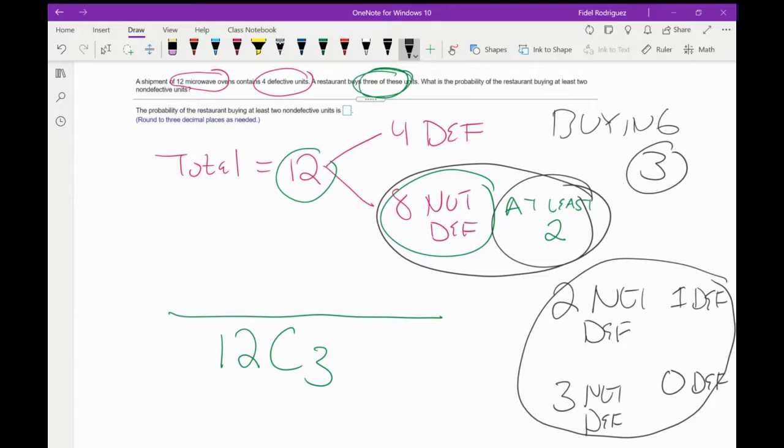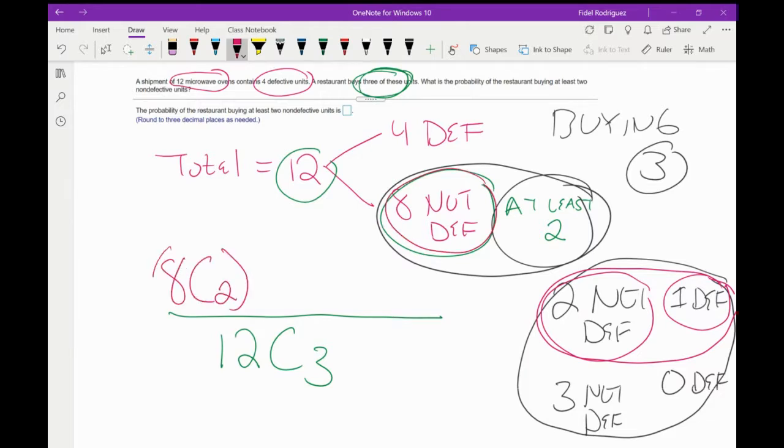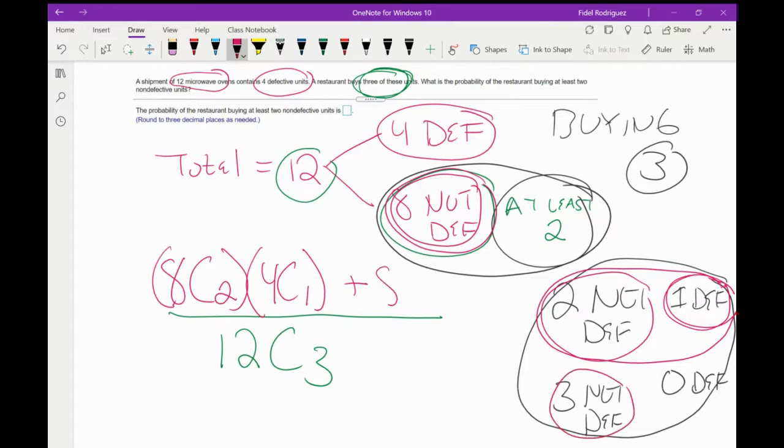Okay. So let's do it like this. Let's do this first part. Suppose we get 2 non-defective and 1 defective. How would we do that? Well, from the 8 that are not defective, we're going to choose 2 of those. And then from the 4 that are defective, we're going to pick 1. Or we could say from the 8 that are not defective, we want all 3 of them to come from there. And then from the 4 that are defective, we're not going to choose any.